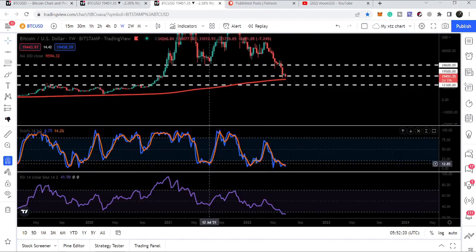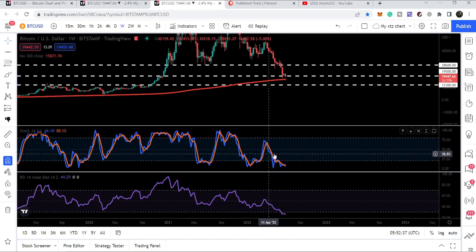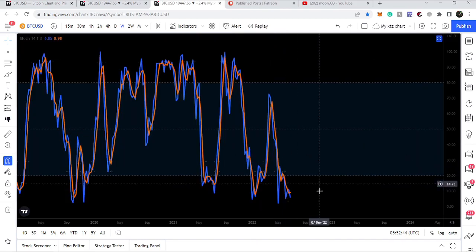Now, if we take a look at the stochastic and RSI, it is still moving in the extreme oversold zone, and we are having the most oversold value in the history of Bitcoin. Right now it is at 25.83, and if we watch the stochastic on the weekly time frame chart, it has again entered the oversold zone, and still we are having a bullish divergence by the stochastic.